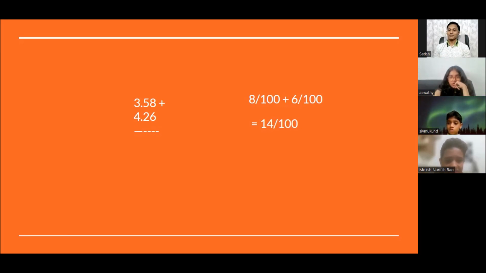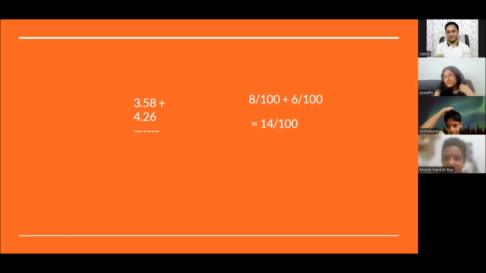1.4. Are you sure? Wait. Because there are 2 zeros, but in the before question there was only 1 zero, madam. In the earlier question it was by 10. This is 2 zeros. So it's going to be 1.04? No? 0.14.